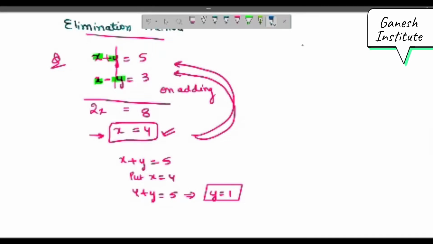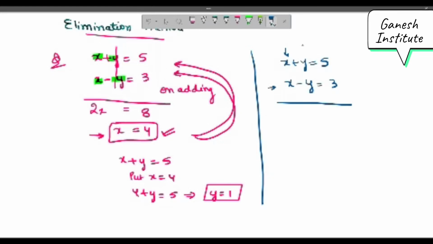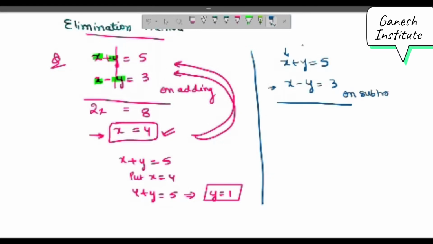Now this is not the only way of doing it. I used addition and I eliminated y first. But this could have been done the other way also. For instance, I don't want to remove y. Now I want to remove x. So for that, which operation do I need? I need to subtract x from x, right? So I'll take this operation as subtraction.